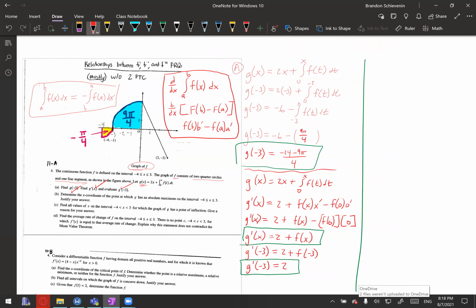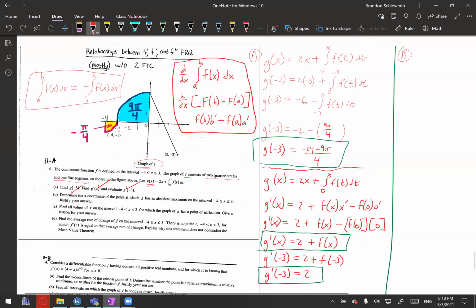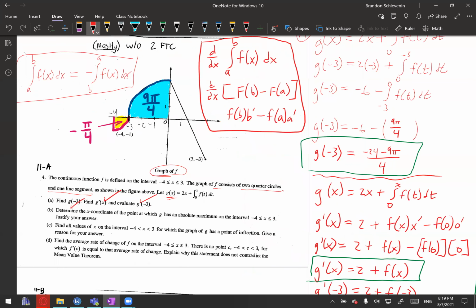Then part B. Determine the x coordinate at the point at which we have an absolute maximum on the interval from -4 to 3, and then justify your answer. Okay, so we're looking for g to have an absolute maximum, and then g is this function down here. Who's next? I've got Nani next. In general, how would I know when we have an absolute maximum?